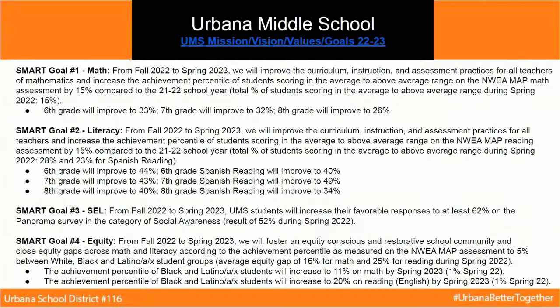This current school year for math, 15% of our students scored in the average to above average range. For literacy, we had 28% in English reading and 23% in Spanish reading meet that average to above average range. So we have rigorous goals to increase 15%, and that will ultimately get us to that 60th percentile threshold that the district has set for us in 3 years.